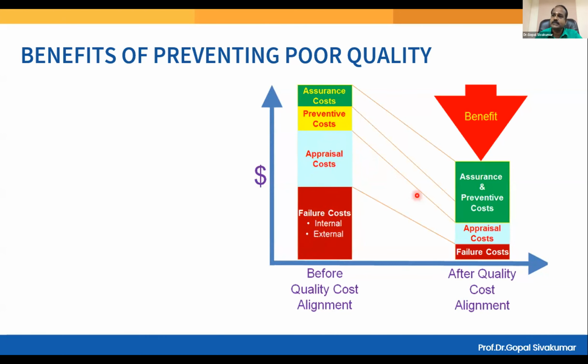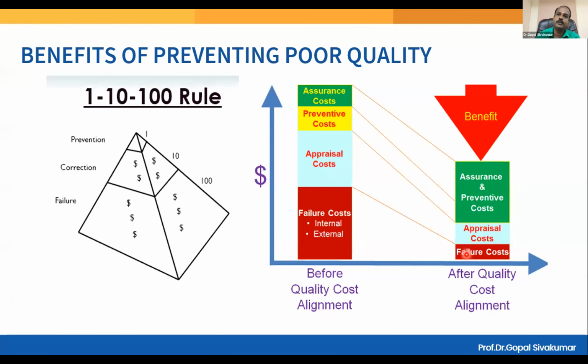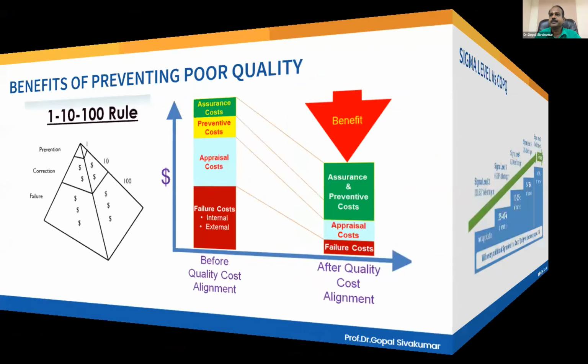So what you need to do is considerably increase your spend on assurance and prevention. That will significantly reduce your appraisal cost and the failure cost. If you spend 1 rupee in prevention, you can certainly save 10 rupees in correction and 100 rupees in failure. Otherwise, if you avoid spending 1 rupee in prevention, it is as good as losing 110 rupees on correction and failure. So it's a 1-10-100 rule.